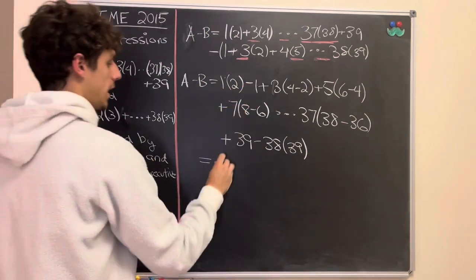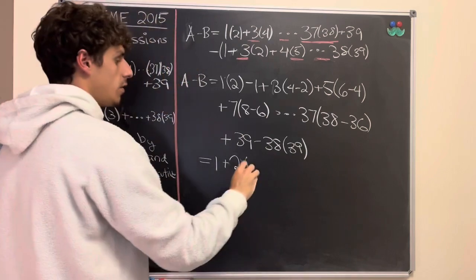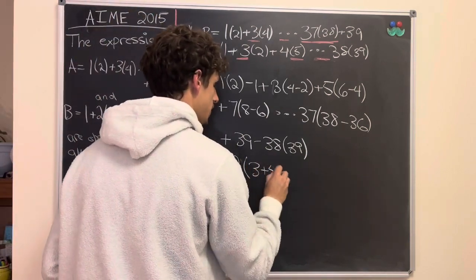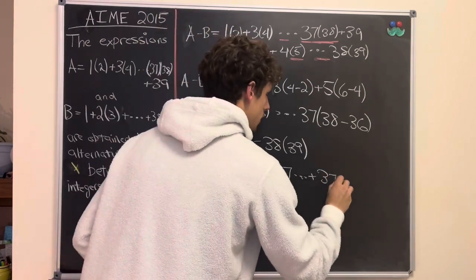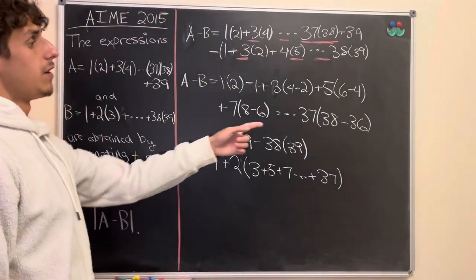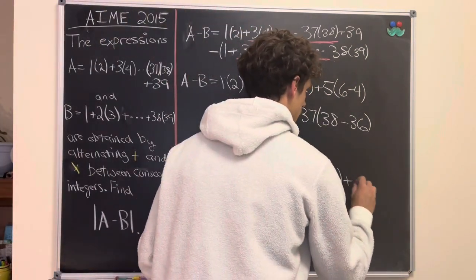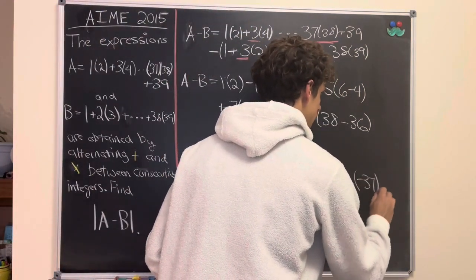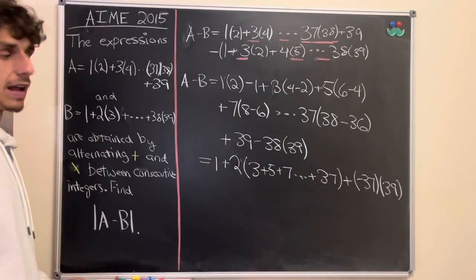So we'll have 1, that's by 1 times 2 minus 1, plus 2 times all of the odd numbers between. So that'll be 3 plus 5 plus 7, all the way up to 37. And then we'll have 39 times negative 37. And you might say, why negative 37? Well, that's just 1 minus 38 that we have here.